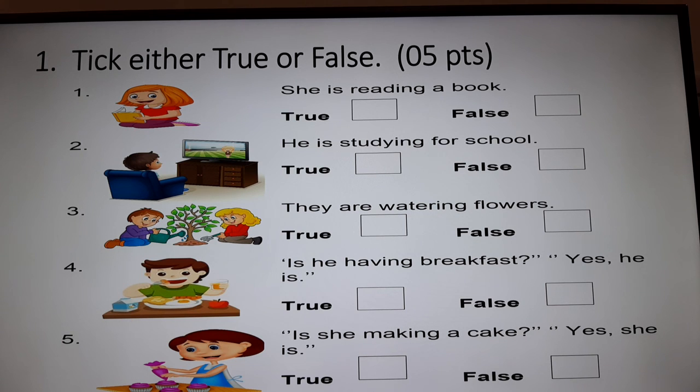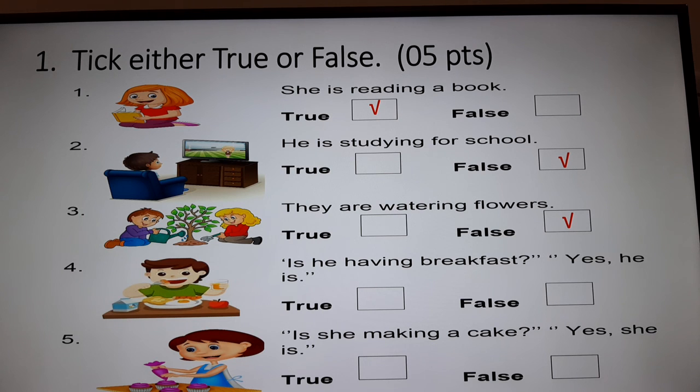Now for picture 1, she is reading a book. So what do you see in the picture? Yes, it's true. In fact, here she is holding and reading the book. Now what about picture 2? He is studying for school. Is he studying now? No, he is not. It's false. He is watching TV. What about 3? They are watering flowers. Are they watering flowers? No, they are planting a tree.